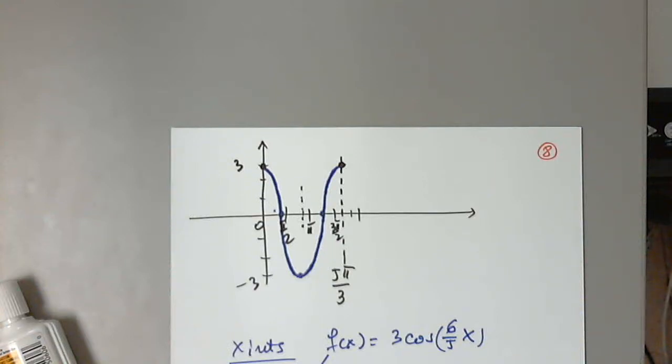The x value for -3? Oh, this one? Yeah. It has to be exactly in the middle. So it's pi? No. In the middle between 0 and 5 pi over 3. So it's exactly 5 pi over 6.